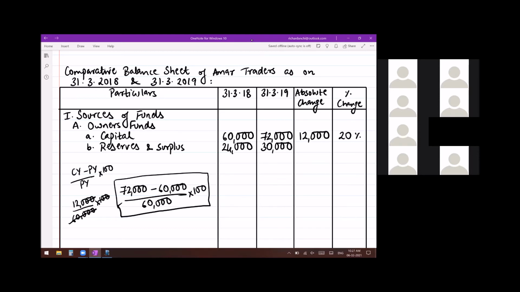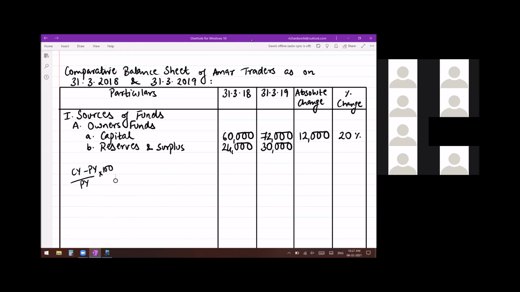That also is increasing. Firstly, tell me how much it has increased in amount. It was 24 and now 30. It has increased by 6,000. Calculate in terms of percentage and tell me. 30 minus 24 divided by 24 into 100.